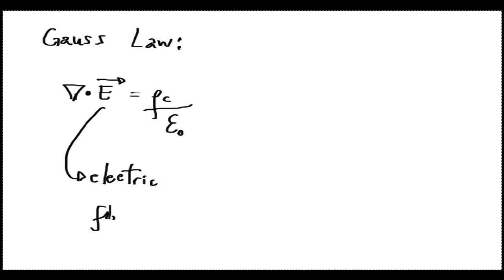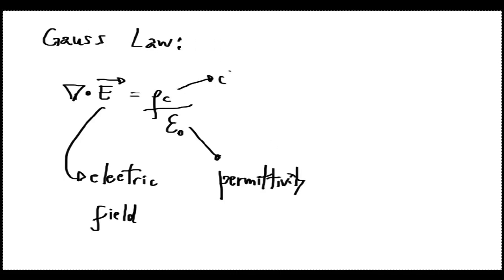This is not the same density as we usually deal with in fluids, it is the charge density. It has units of coulombs per cubic meter. And we have this constant of proportionality, which is the permittivity of free space. The second law of Maxwell is Gauss's law for magnetism, which states that there are no magnetic monopoles.